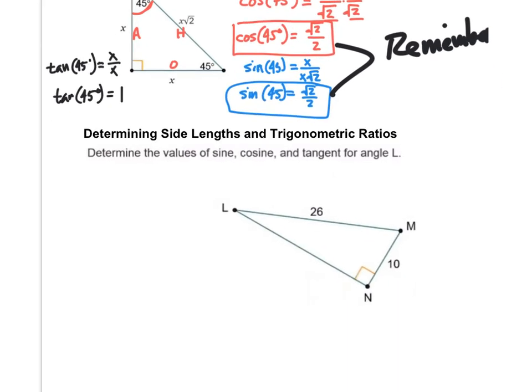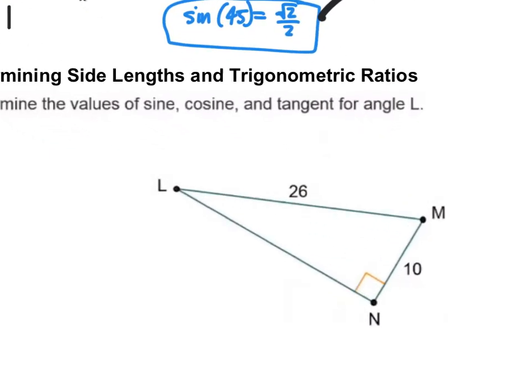Let's go ahead and determine the sine, cosine, and tangent ratios for angle L. So what I want to do is come over here, and I have a right triangle. We're going to be looking at angle L. I don't know what angle L is, I don't know what that angle measure is just yet.